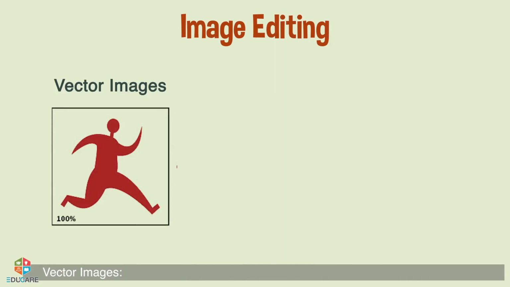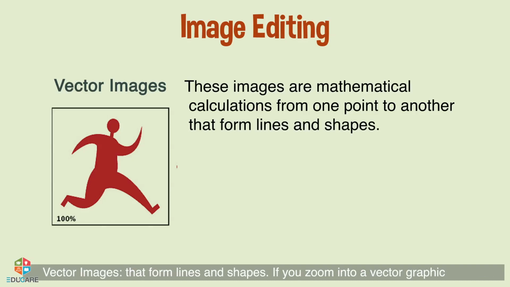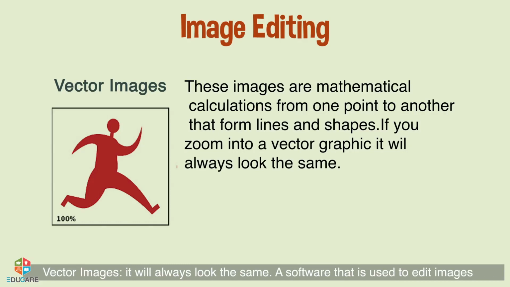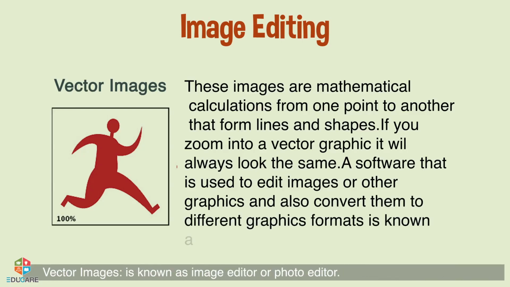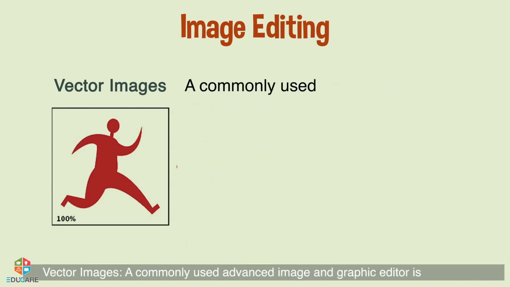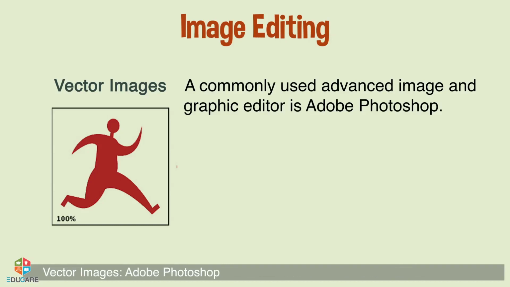Vector images. These images are mathematical calculations from one point to another that form lines and shapes. If you zoom into a vector graphic, it will always look the same. A software that is used to edit images or other graphics and also to convert them to different graphic formats is known as an image editor or photo editor. A commonly used advanced image and graphic editor is Adobe Photoshop.